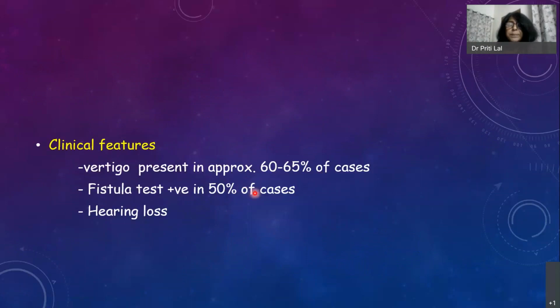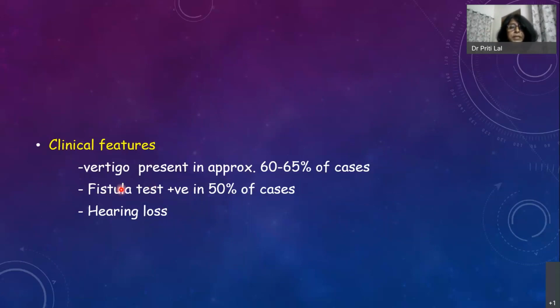And in about 50% of the cases of lateral semicircular canal fistula, we would be able to elicit a positive fistula test. In another 50%, there may be a fistula present, but we may not be able to elicit a positive fistula sign. That is, we get a false negative fistula sign, which could be because of the presence of a cholesteatoma matrix in between, which prevents the transmission of pressure from the external auditory canal to the fistula.